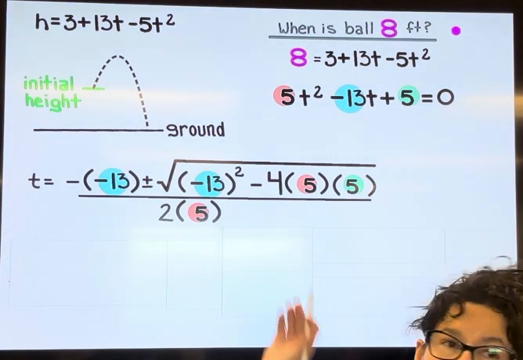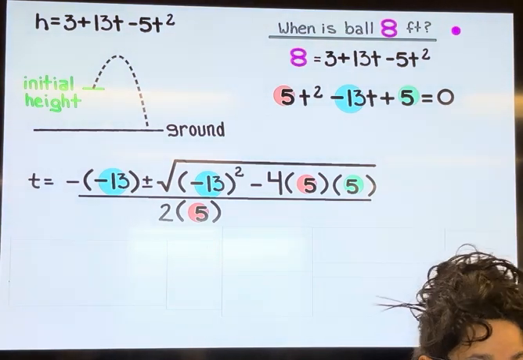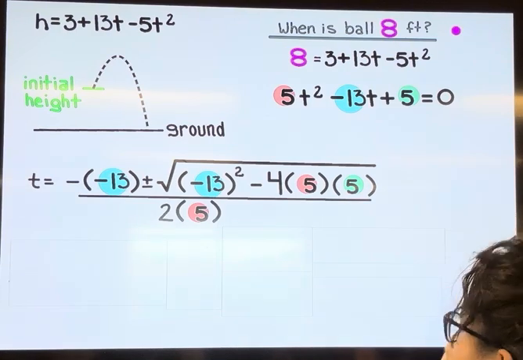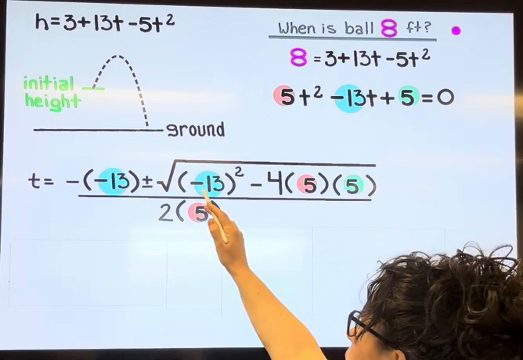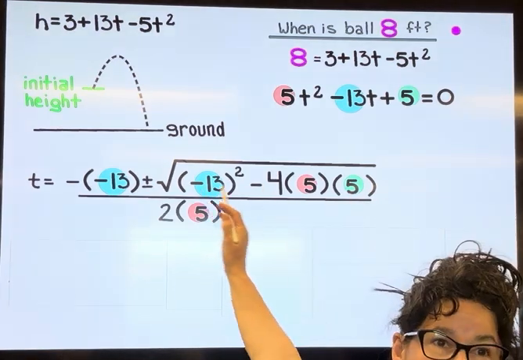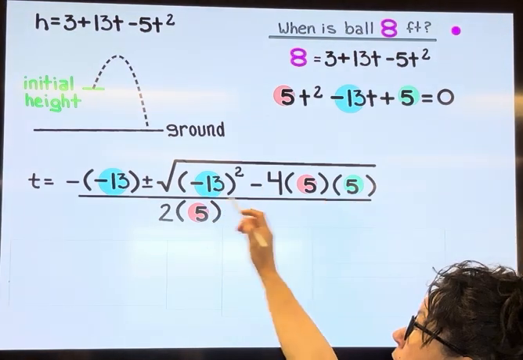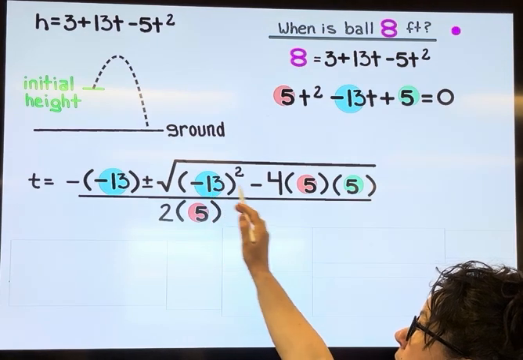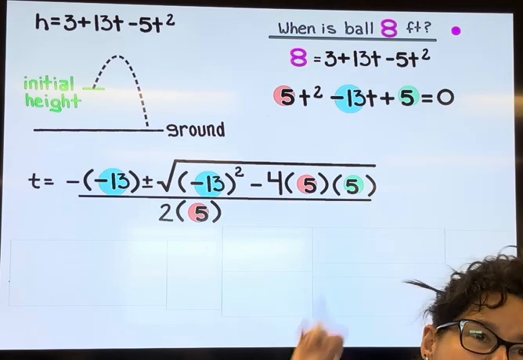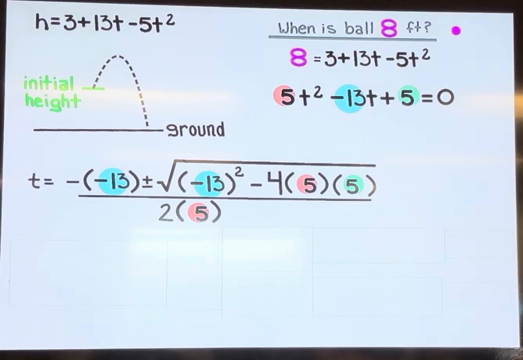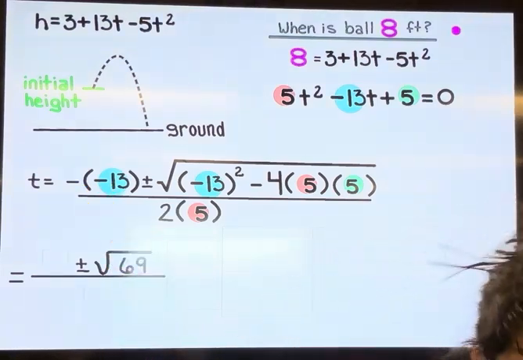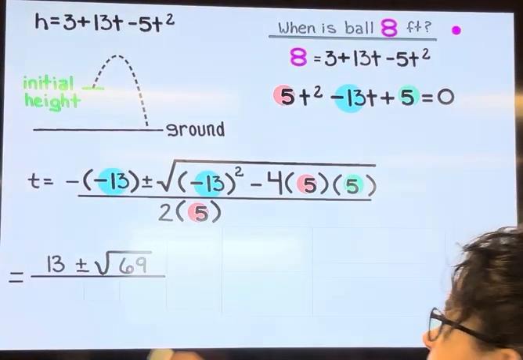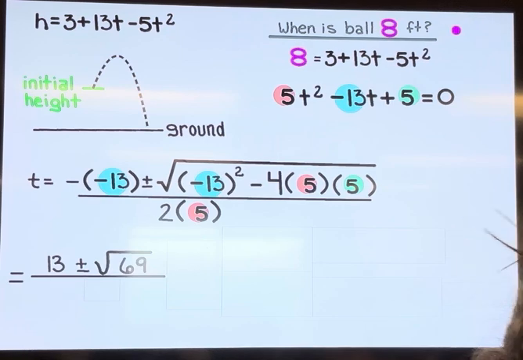And from here, we're going to settle for an estimate. Depending on how nice of a calculator I have in my hand, I usually just go ahead and find the answer to the discriminant first. So I'm going to take negative 13 squared minus 4 times 5, let my calculator do that, and that's going to end up being, in this one, 69. Negative 13 is going to be 13, and 2 times 5 is 10.